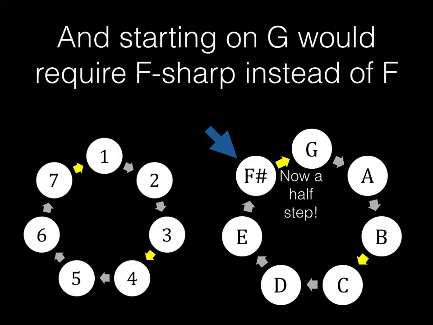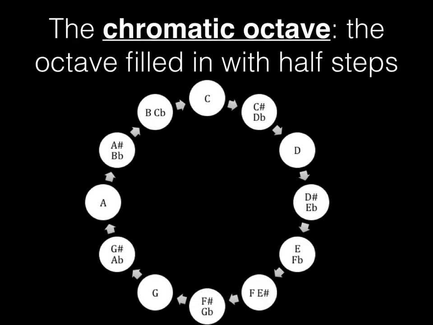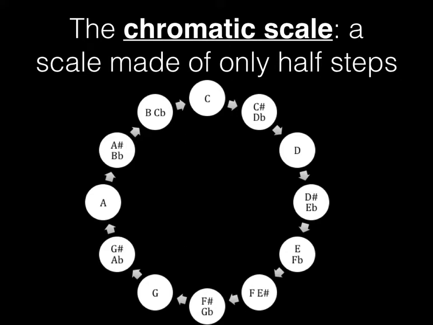And so then we've got our requisite half step between scale degree 7 and scale degree 1. Now before we move on, let's look at some vocabulary terms. First off, the chromatic octave is the octave filled in with half steps. So instead of just going C to D, you show that there's a space between C and D and call it C sharp or D flat. The chromatic scale is a scale made up of only half steps. So going from C to C sharp to D sharp to E and so on is a chromatic scale.